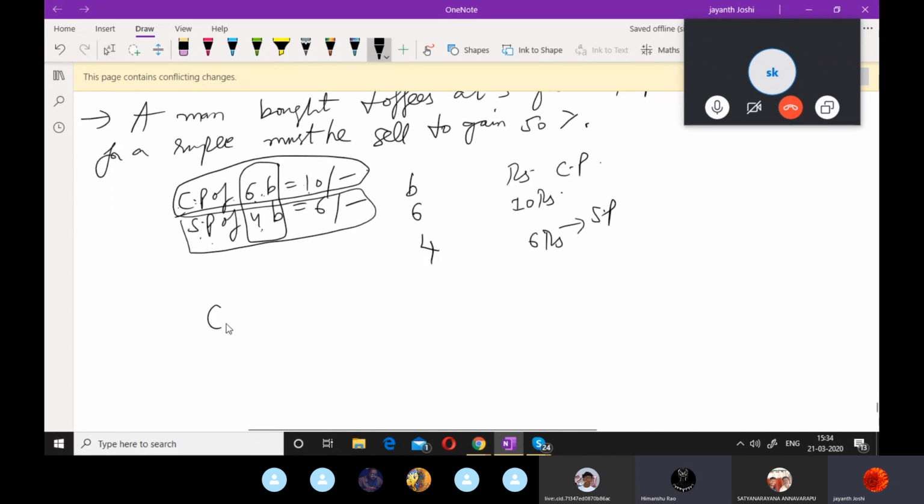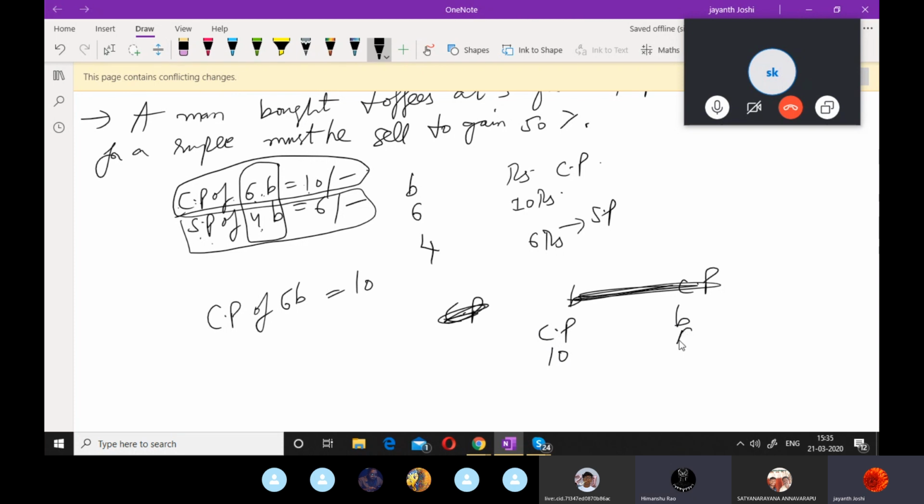So I have the cost price of 6 bananas as 10. So the CP of 6 bananas is 10 rupees. So now what we want is the SP. Am I right? Yes, sir. So we cannot find out the SP from this. We need to take the second combination to find out the SP.